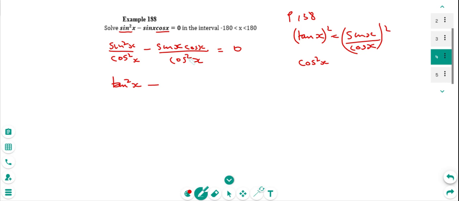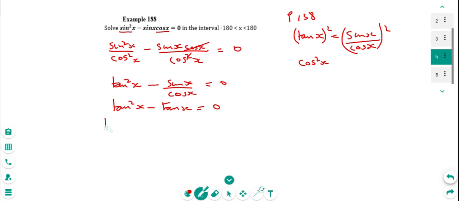For this bit, we've got cos squared times cos squared on the bottom. We can cancel one of the cos squareds with the cos squared that's already there, and that would leave us with sine x over cos x. That's if we cancel the square with the cos x on the top, equals 0. Then I'm just going to use the identity again: sine x over cos x is tan x, and that equals 0.